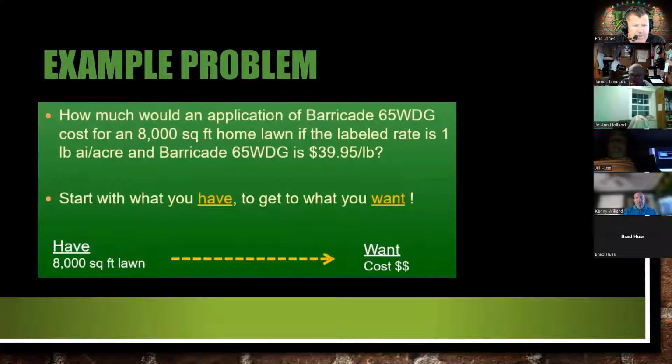So how much would the application of Barricade 65 WDG cost for an 8,000 square foot home lawn if the labeled rate is 1 pound active ingredient per acre and Barricade 65 WDG is $39.95? Again, we're starting with what we have to get to what we want. We have the 8,000 square foot home lawn. And that was the typical lawn size back in Raleigh back in the day when we did this presentation.